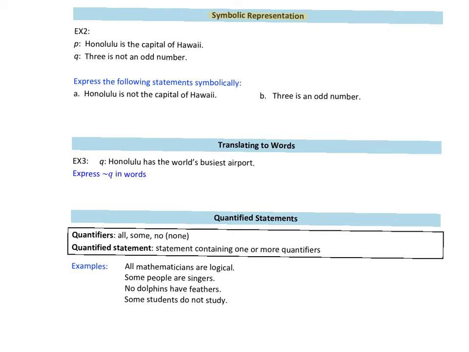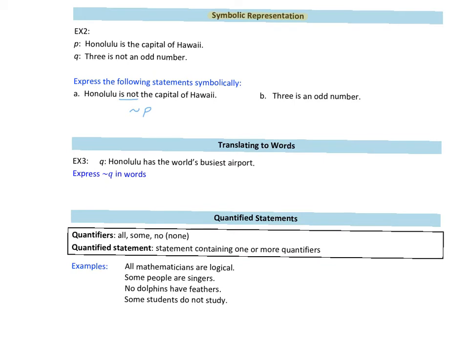Example 2, we have P, Honolulu is the capital of Hawaii. Q, 3 is not an odd number. So we're going to express the following statement symbolically. A, Honolulu is not the capital of Hawaii. So since P is Honolulu is the capital of Hawaii, Honolulu is not the capital of Hawaii, symbolically is not P. So you put the not in front of the statement.